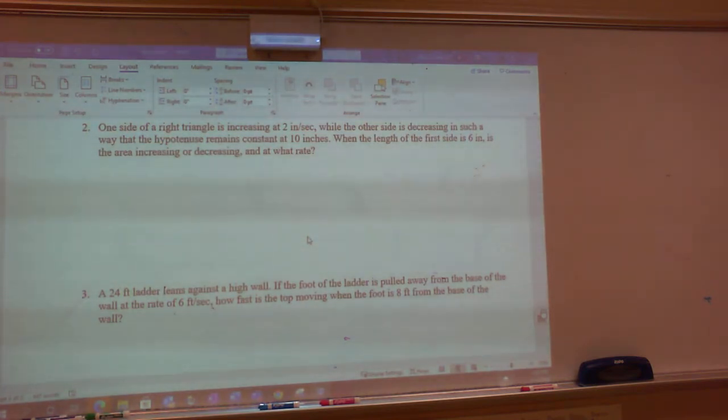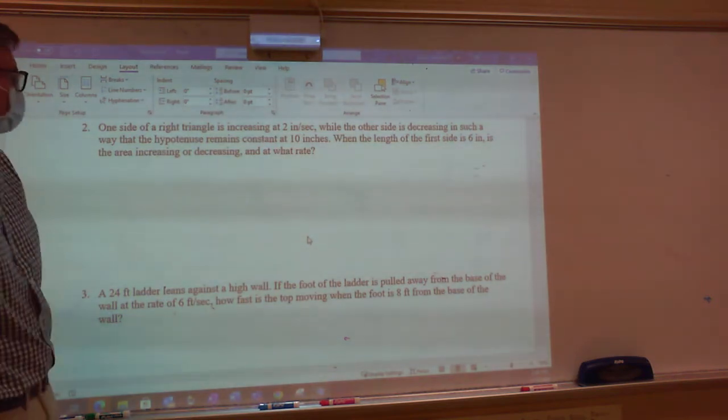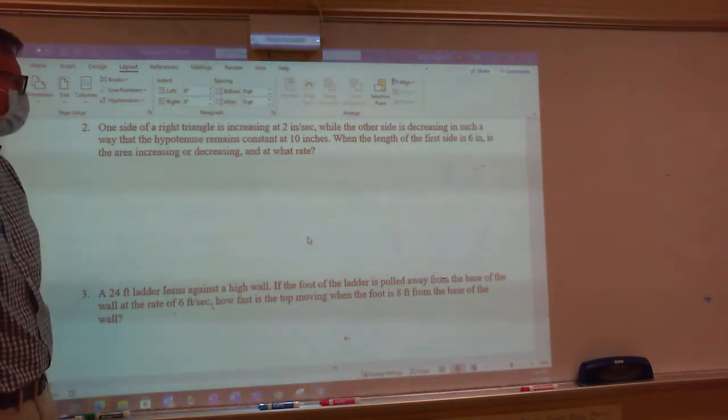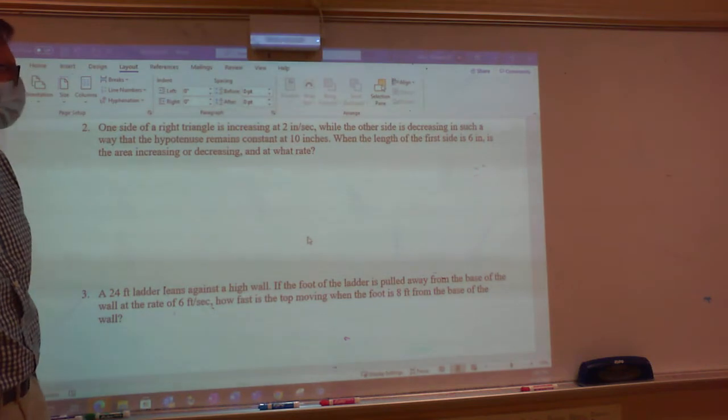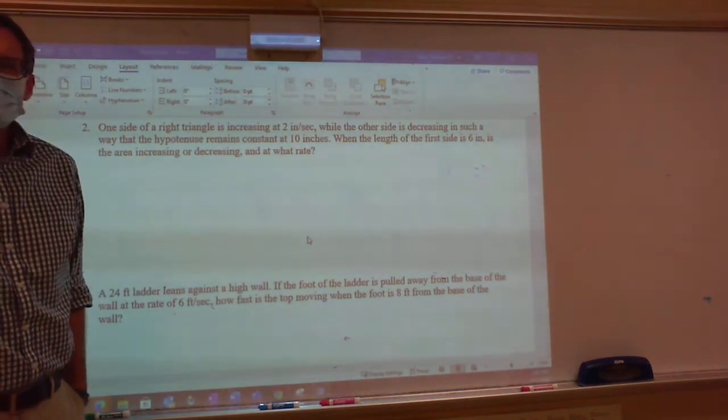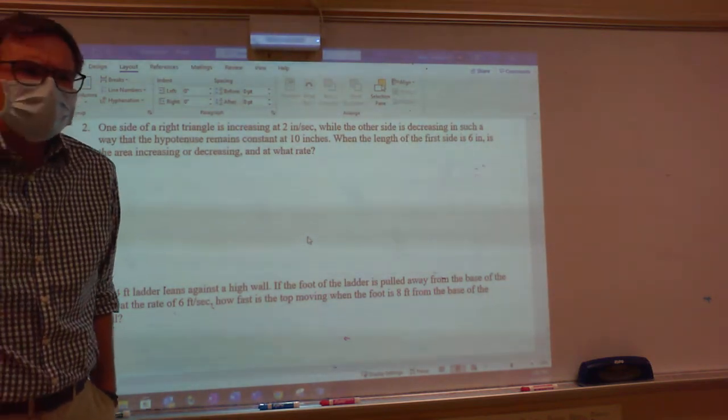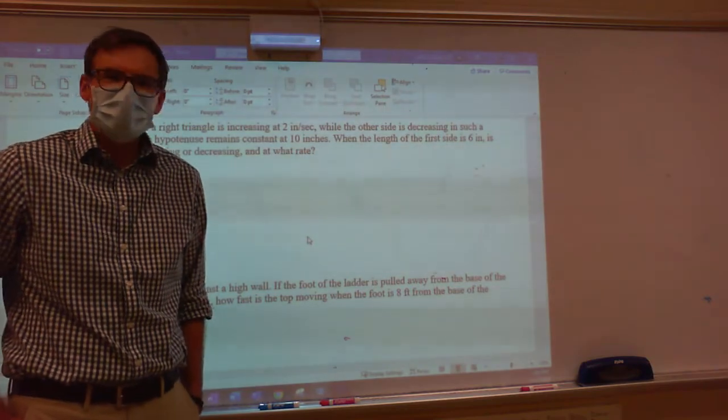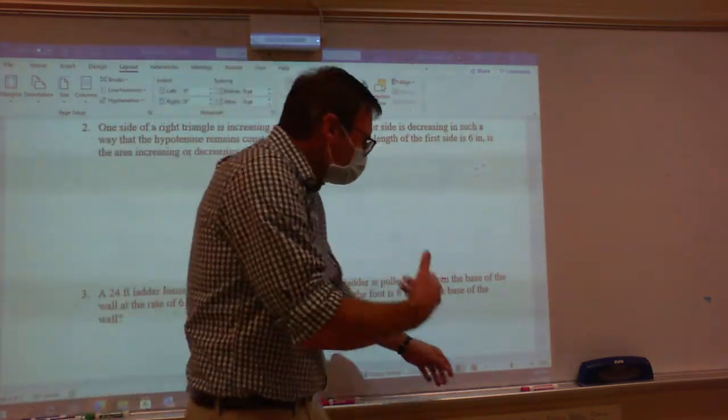As one side of a right triangle is increasing at 2 inches per second, while the other side is decreasing in such a way that the hypotenuse remains constant at 10 inches. When the length of the first side is 6 inches, is the area increasing or decreasing? And whoa. This almost looks like the questions we did, doesn't it? Almost. Right? It looks close.